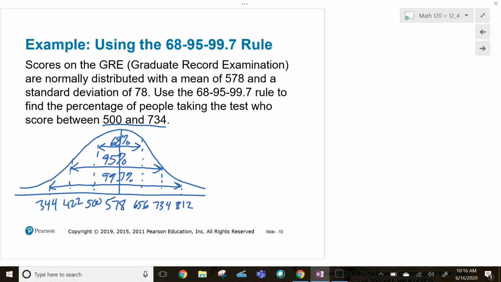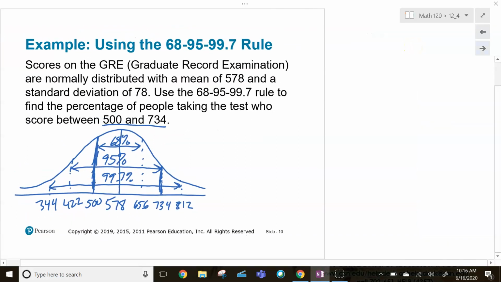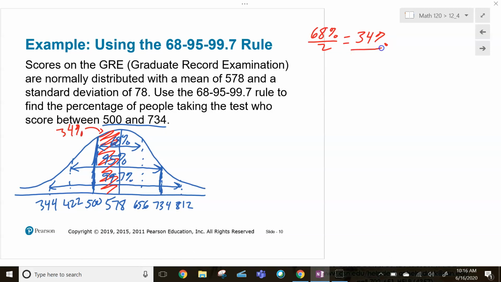So I'm looking at this and I'm like, well, 500's right here, right? It's one standard deviation below. But then I'm going up here to 734, which is two standard deviations above. So what I'm going to do is take the one standard deviation below and say, well, it's half of 68%. So 68% divided by 2, I've got 34% for that area. All right, because that's from 500 to 578.